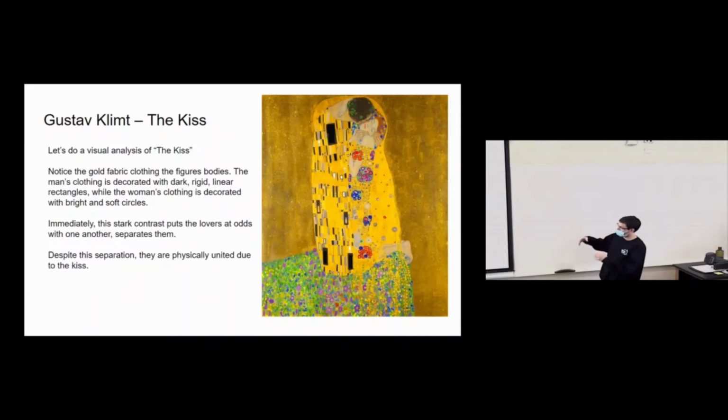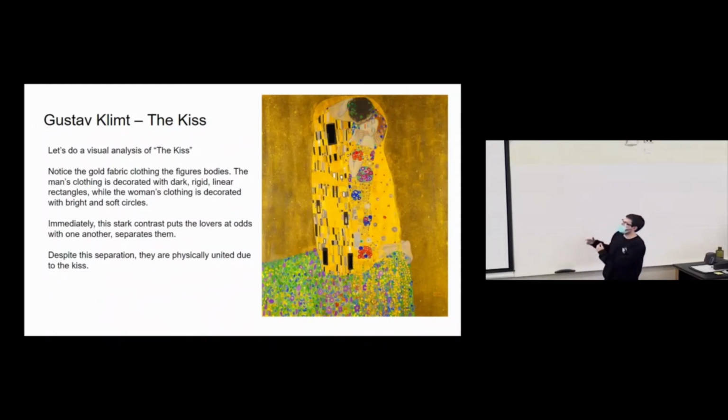The first thing I notice is the designs on the man's clothing. You notice that his clothing is decorated with dark, rigid, and linear rectangles. All these rectangles have negative tones to them. So there's deep dark grays, deep dark browns, deep dark blacks. And of course, all these rectangles are sharp lines, straight lines, rigid lines, lines that can hurt you, lines that can poke you, lines that can cut.